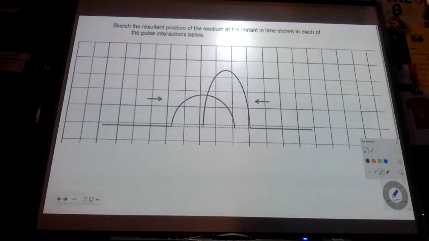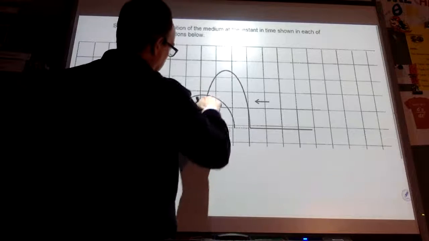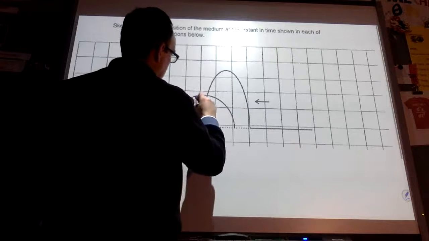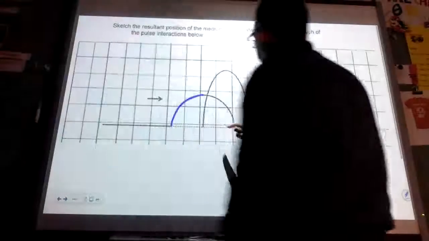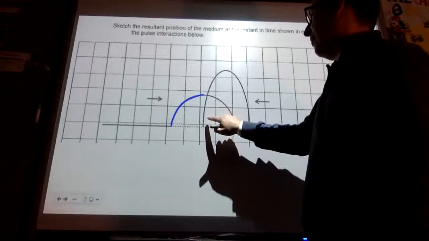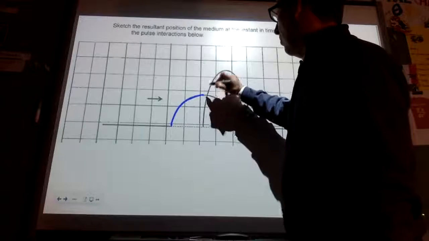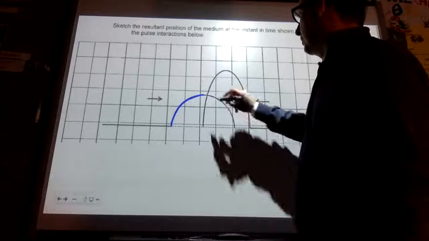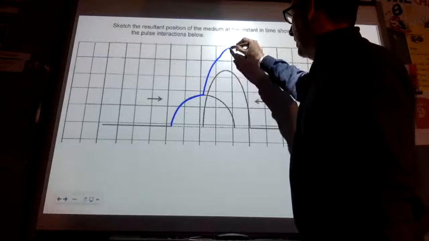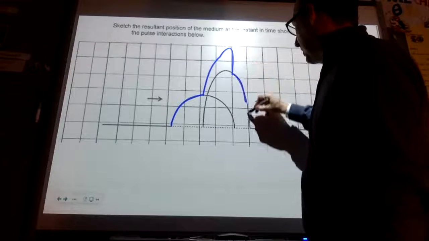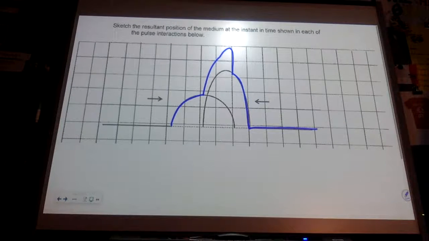All right, I want to add these together. It's just going to be this one up to about here. So it's just that one up to there. Then all of a sudden, we're going to have the combination of these two together up to here. So it's going to go up high. At there, this one cancels out, so it's there, and then it's just that one for the rest of it. And then it continues on. I could have done a better job.